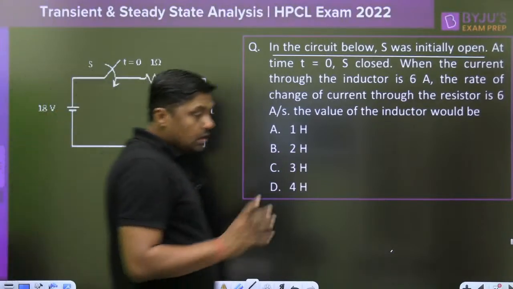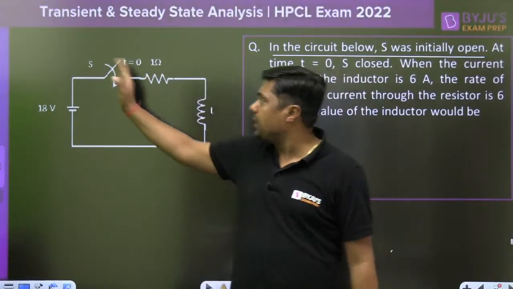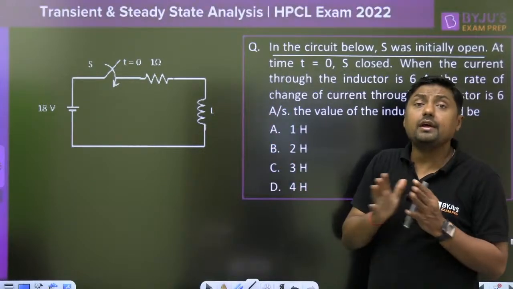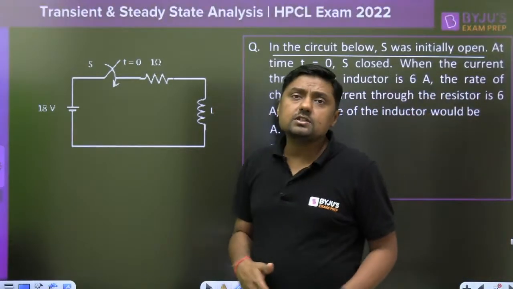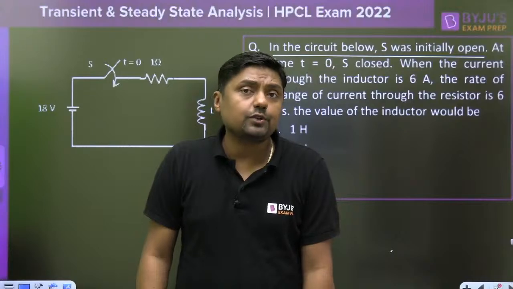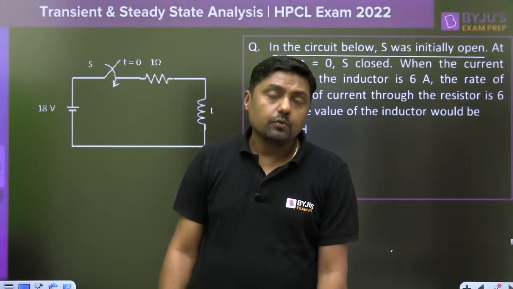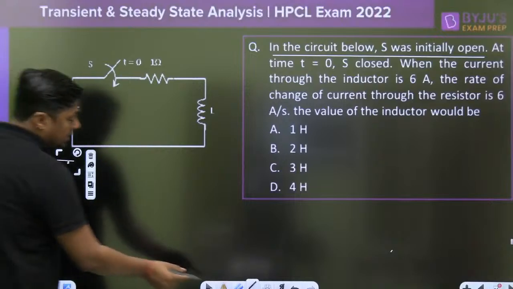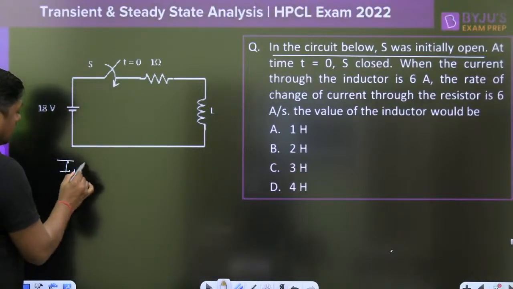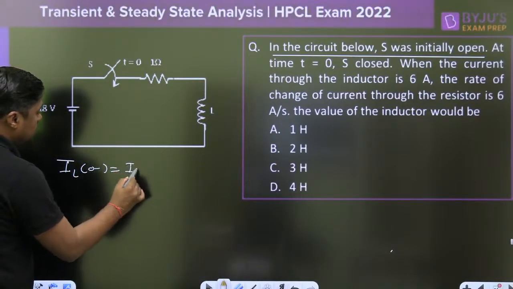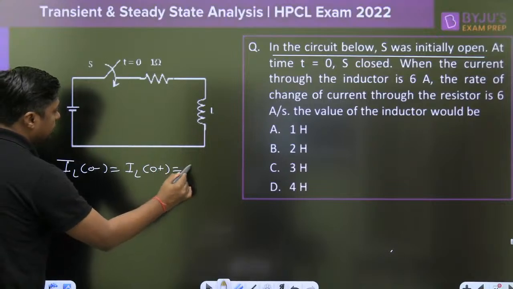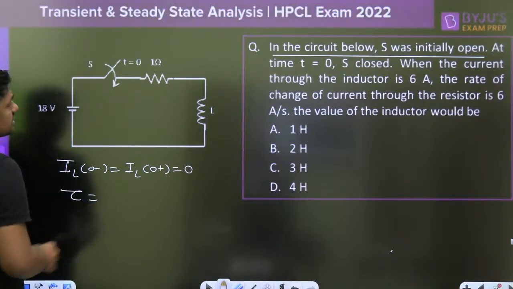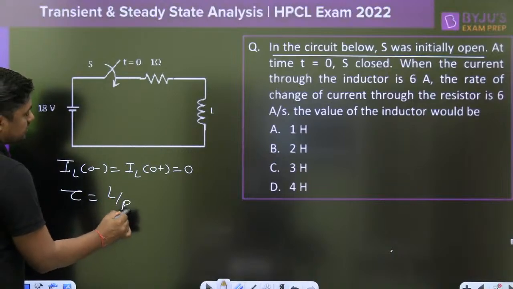Okay. Now, when the switch is open, what is the meaning of this? In this particular circuit, circuit is unenergized. Unenergized means what is the initial current through the inductor? 0. That is the meaning of this when the switch is open. So, initial current IL(0-) is equal to IL(0+) is equal to 0. Always remember the time constant of the series RL circuit is L by R.